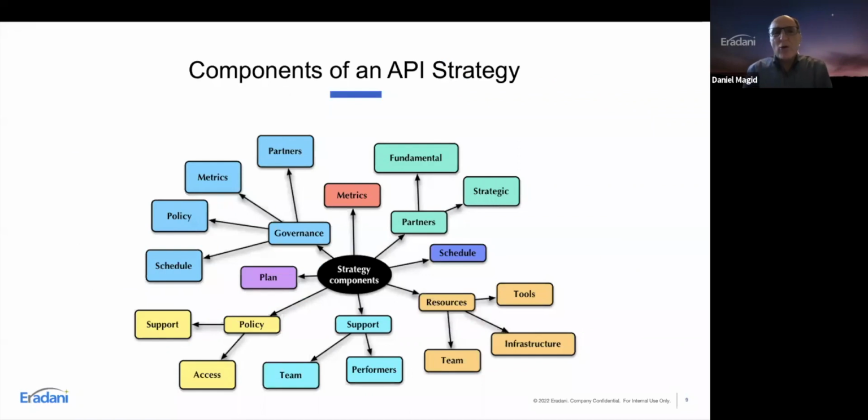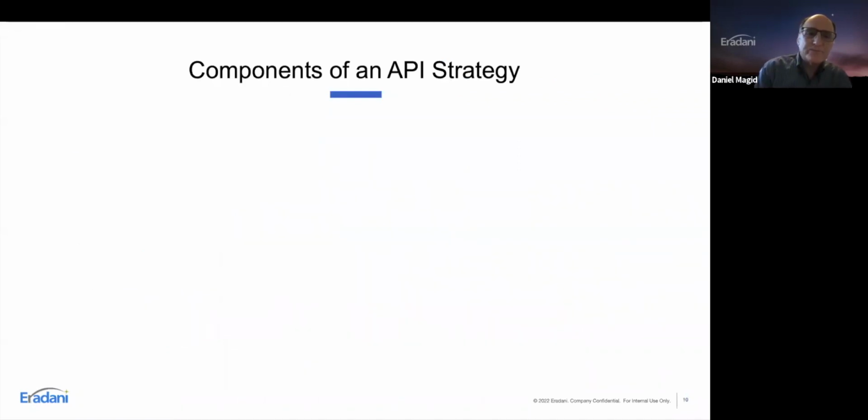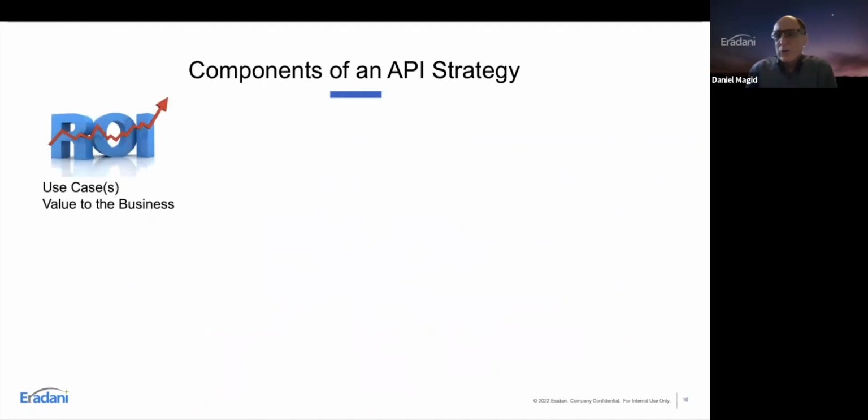So what are the components of an API strategy? What are the things that you need to think about? Whenever we talk to people about setting up their API strategy and moving down the road of implementing APIs, the first thing we want to say is, well, what's the use case? You don't want to do technology just to do technology. You want to say, okay, what is it that you're trying to do? What's the use case that you're going to support with your API?